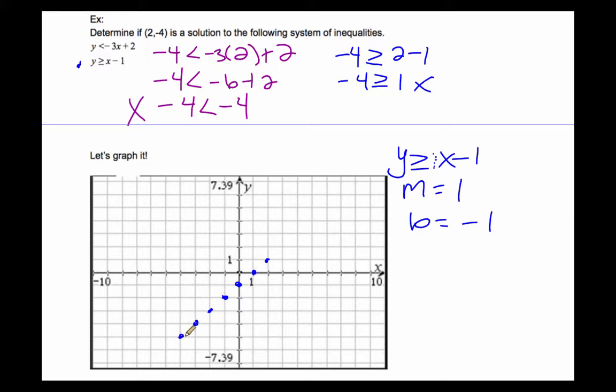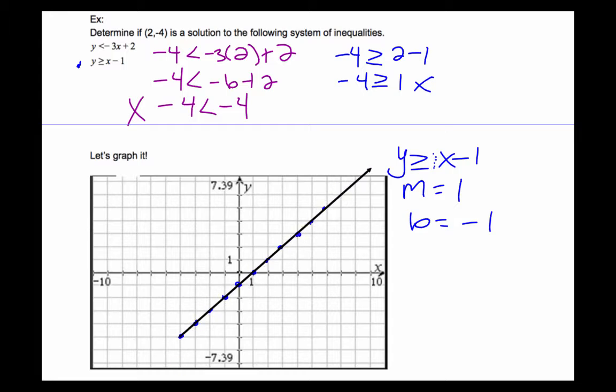Now, remember, this is an inequality. It doesn't say equals. It says greater than or equal to. So now I have to think back. Okay, what kind of line is it going to be? It's going to be a solid line. So I'm going to draw my solid line.